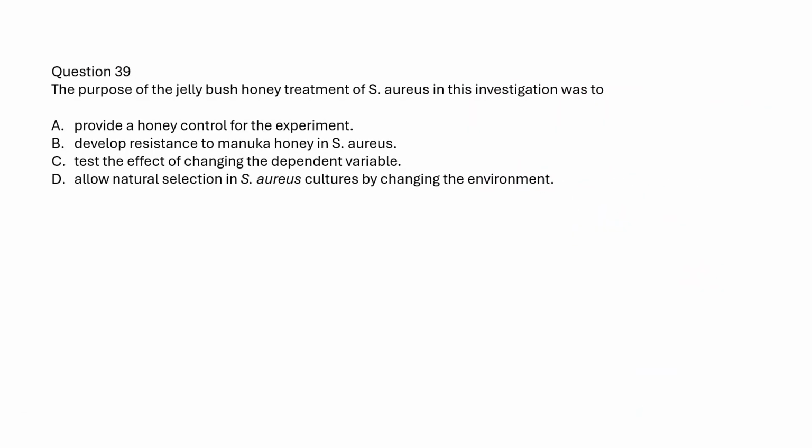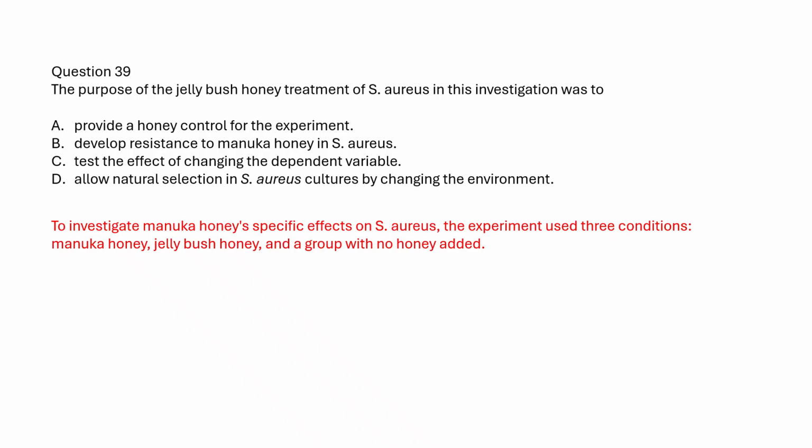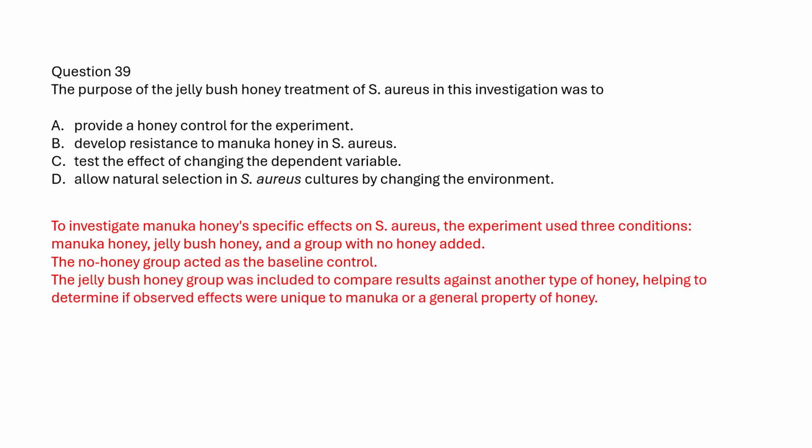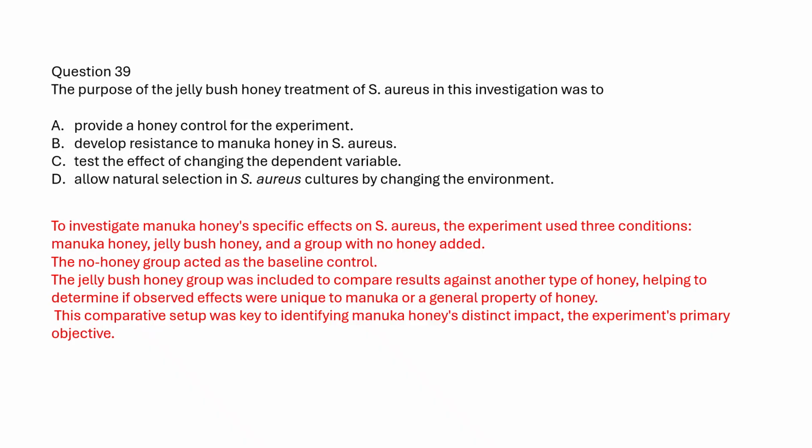To investigate Manuka honey's specific effects on S. aureus, the experiment used three conditions: Manuka honey, jellybush honey, and a group with no honey added. The no honey group acted as the baseline control. The jellybush honey group was included to compare results against another type of honey, helping to determine if observed effects were unique to Manuka or a general property of honey. This comparative setup was key to identifying Manuka honey's distinct impact, the experiment's primary objective.